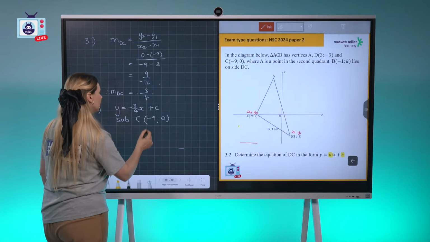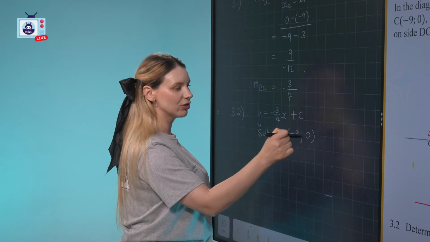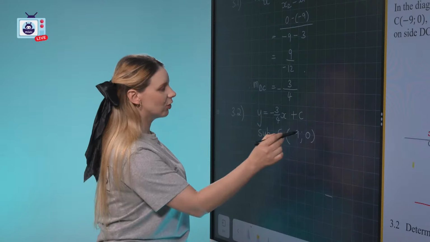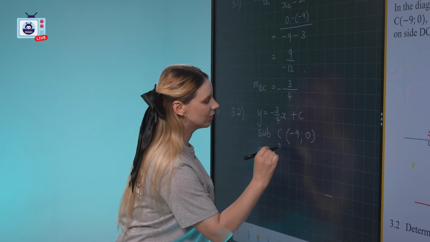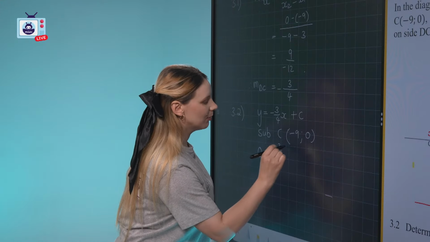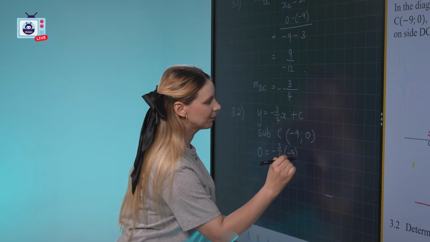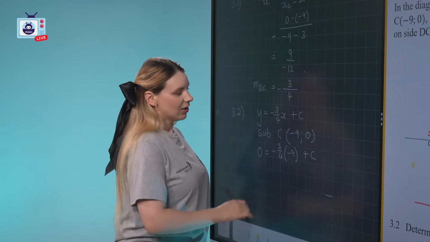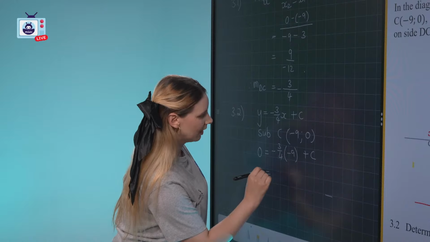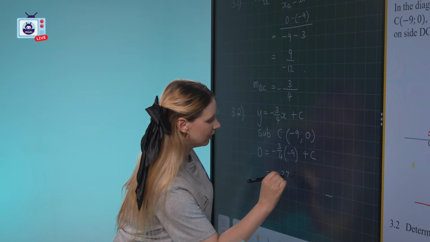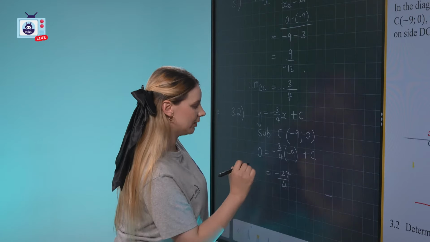When I sub C in, remember your first is your X and then your second coordinate is your Y. So Y is going to be 0, and I'm going to have -3/4 times, I'm going to put in brackets, -9 plus C. Right, -3/4 times -9, that gives me -27/4. Wait, not negative.